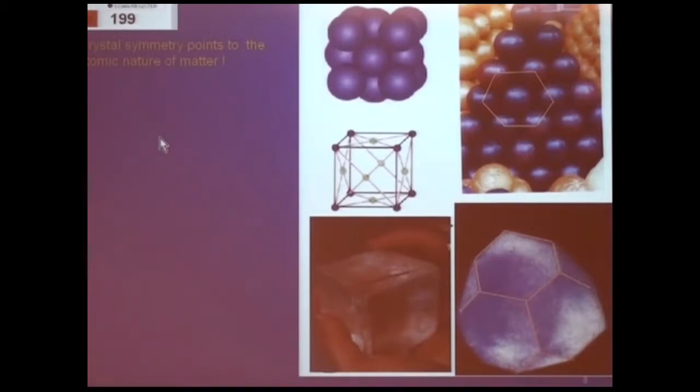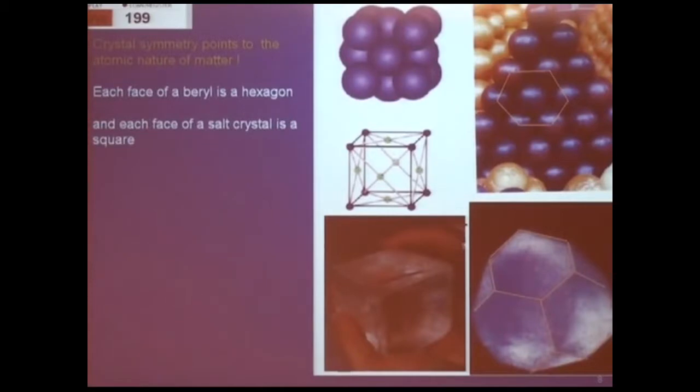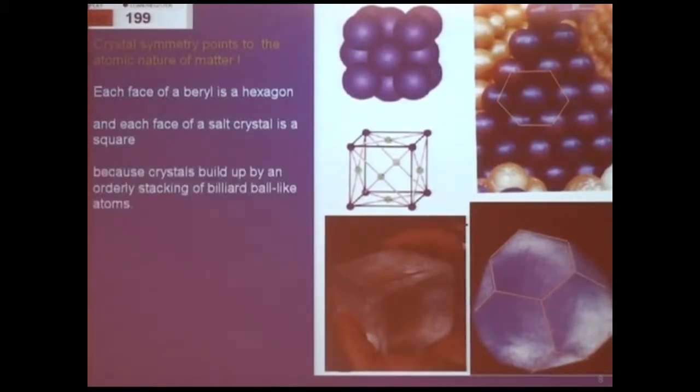Crystal symmetry points to the atomic nature of matter. This is really a realization that came to full force way later, like the 1900s, that people realized that the reason you have crystal structures is because these perfect crystals are made up of atoms. And these gems, for example, the beryl is a hexagon, and a salt crystal is a square, and so on. And these crystals build up by orderly stacking, like oranges in a supermarket.